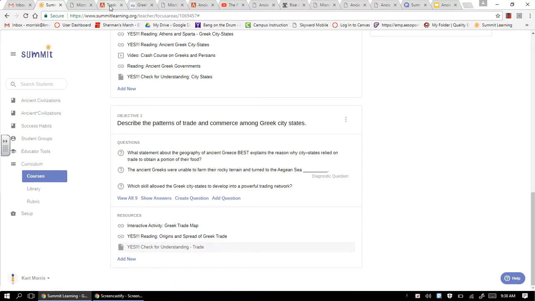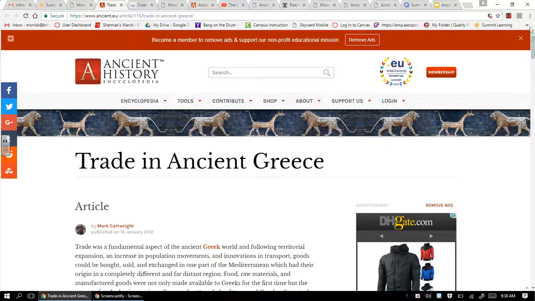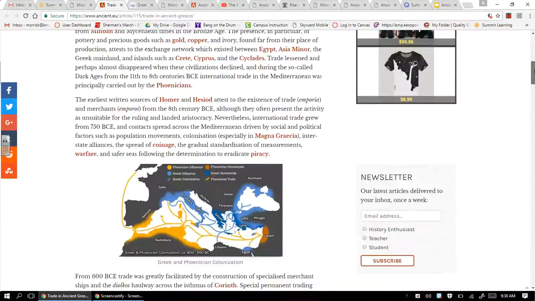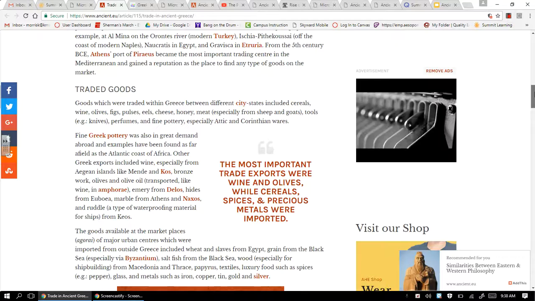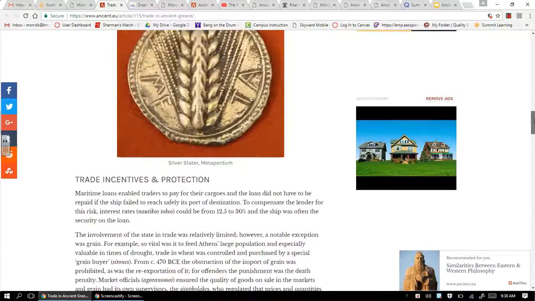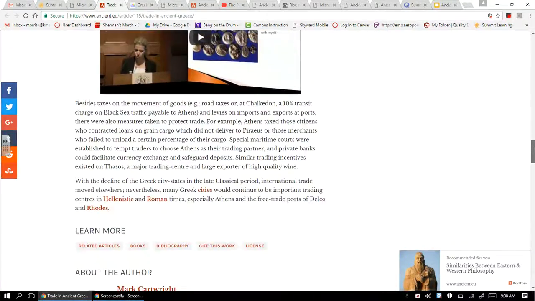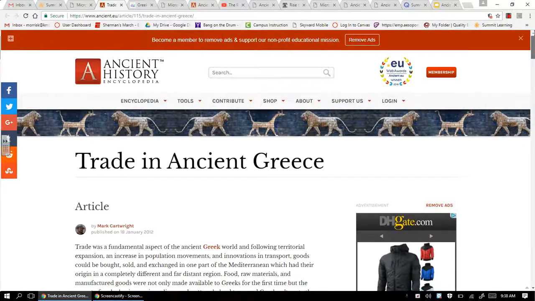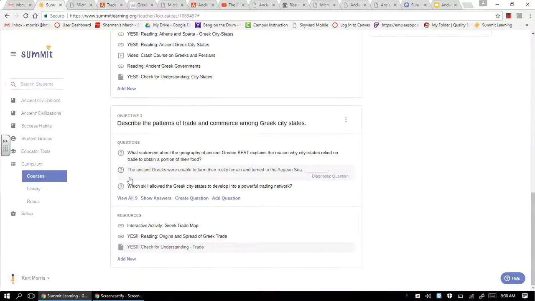But the next thing I do like, this Trade in Ancient Greece. It talks about local and international trade. It talks about the reason why they traded things, what it was they traded, what it was they needed, and why they traded. I think it's a great resource. I would take notes on this, so I'm putting it down as yes. And then finally, there is the check for understanding for trade. I love the check for understandings. So let's take a quick look at what we're looking at.